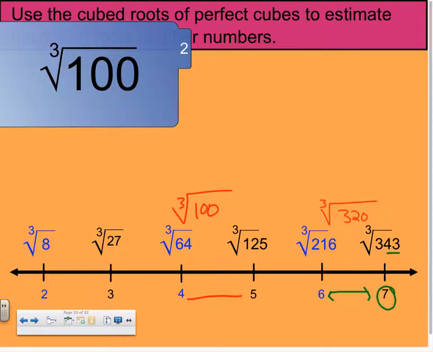Okay, now which one is it closer to? Well, it looks like the cube root of 100 is about 25 away from the cube root of 125, and it's about 36 away from the cube root of 64. So we can estimate that the cube root of 100 would be closer to 5 than to 4.